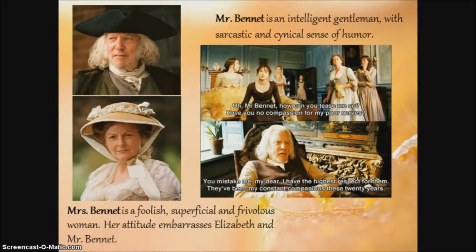Mrs. Bennet. Mrs. Bennet is Mr. Bennet's wife. She is a foolish and frivolous woman. The aim in her life is to find a rich husband for her daughters, even if, because of her unbecoming behavior, often the suitors of her daughters don't approve of her. She is so superficial that she neglects to provide her daughters with a proper education. Her attitude embarrasses Elizabeth and Mr. Bennet.